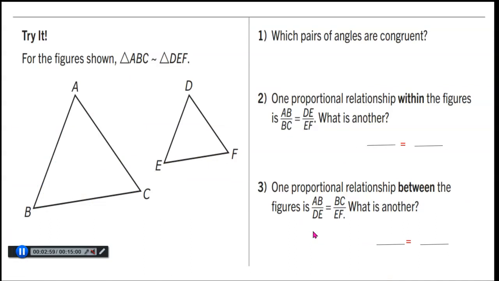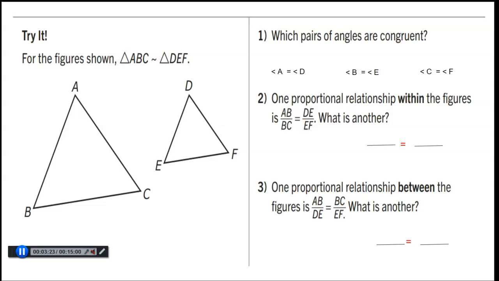Now let's try it on your own. Number 1, which pairs of angles are congruent? Pause the video and answer the question. We know that the measure of angle A is congruent to the measure of angle D. We also know that the measure of angle B is congruent to the measure of angle E, and the measure of angle C is congruent to the measure of angle F.